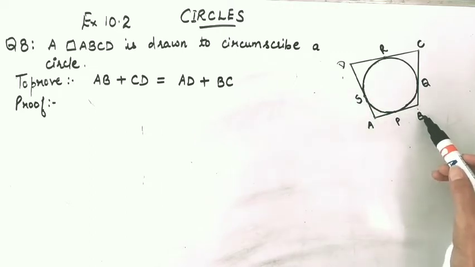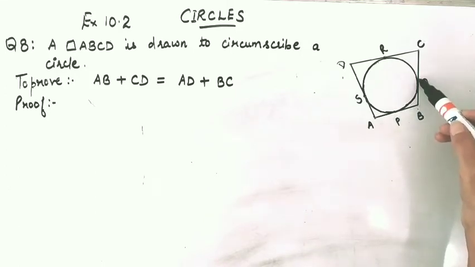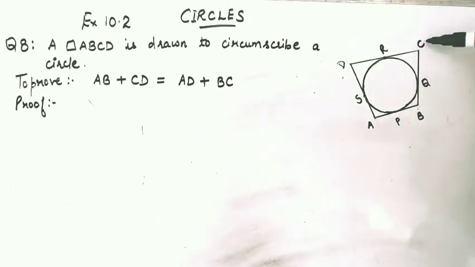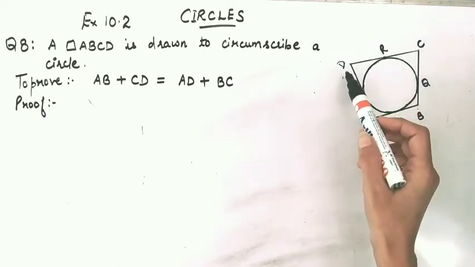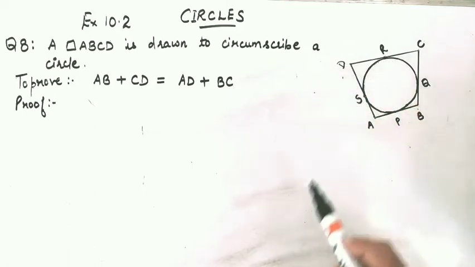Same way from the external point B, the length of BP is equal to BQ. From point C, CR is equal to CQ. And finally from point D also the same scenario, we can observe DR and DS are equal.